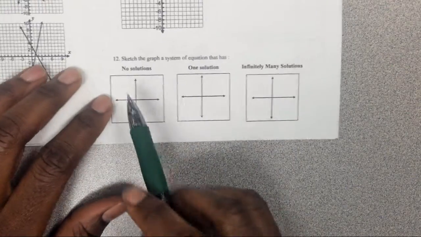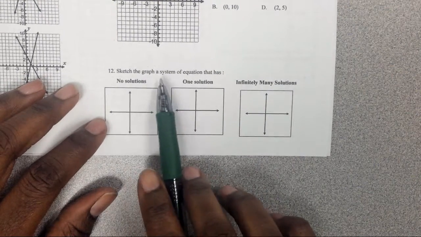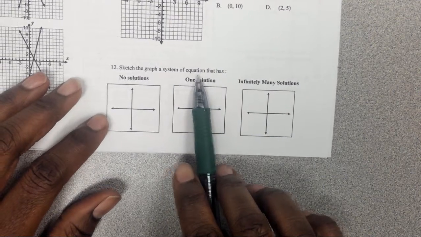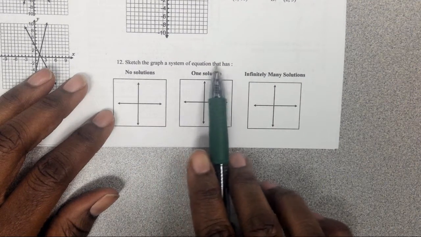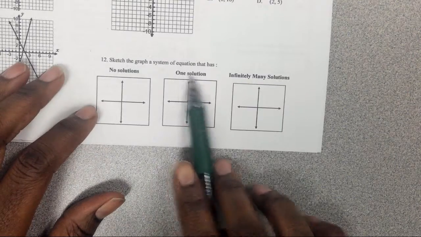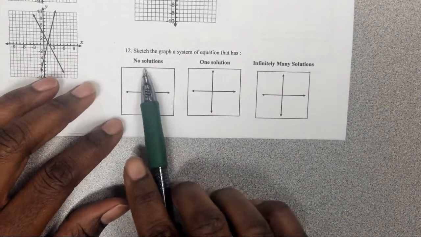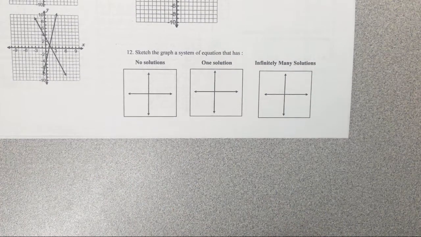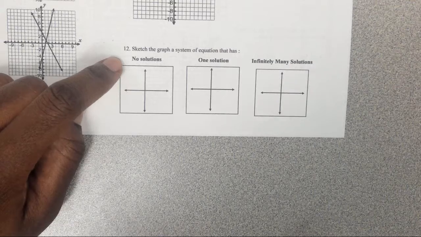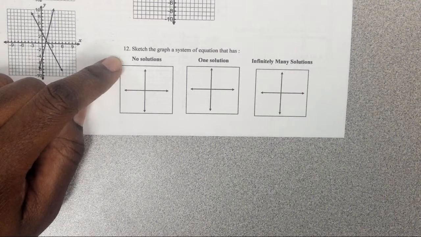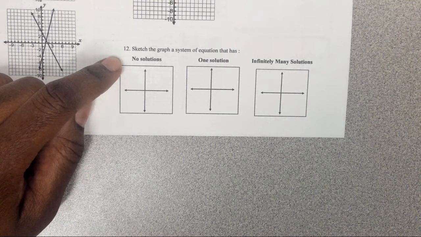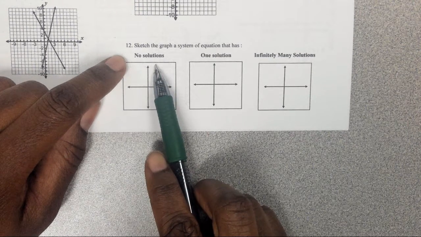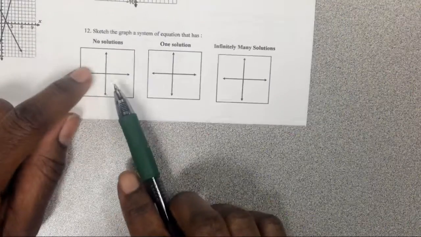For number 12, it says sketch the graph of a system of equations that has no solution, one solution, and infinitely many. Remember how we were using our arms to show what no solutions look like? Can you please show me what that looks like, no solution? No solution means how many times does it touch? No solution means the 2 lines are what? Parallel. Thank you. So draw that here.